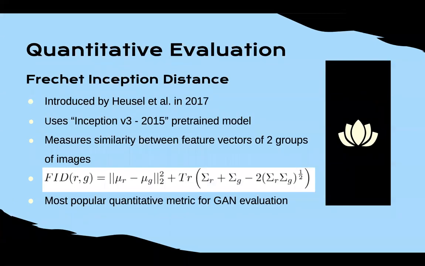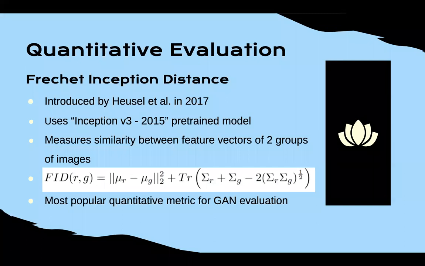Another thing that we introduced to the model that did not exist in the base model by Matcha is quantitative evaluation, whereby we use the Fréchet Inception Distance to assess the quality of the different variations of the model. This is a metric that was introduced by Heusel and others in 2017.